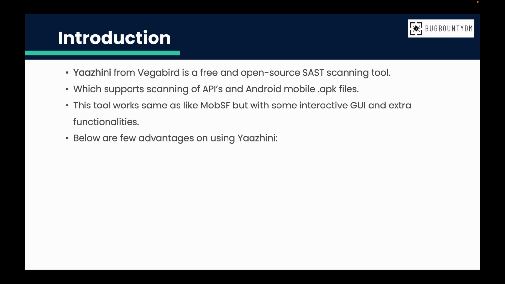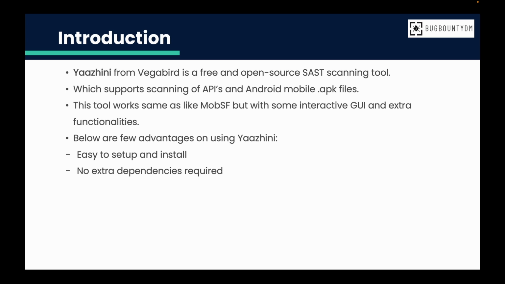Below are a few advantages of using Yaazhini. It is very easy to set up and install on your systems. It is currently supported on Mac OS and Windows, so you can download, install and run the tool and perform SAST scanning on Android apps. No extra dependencies are required.